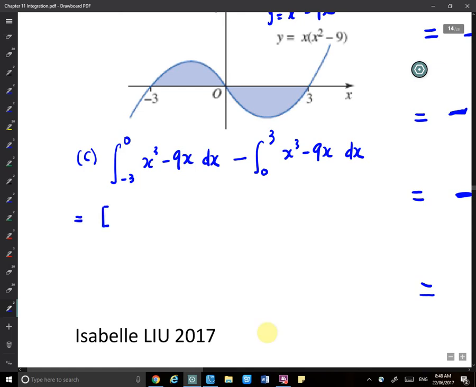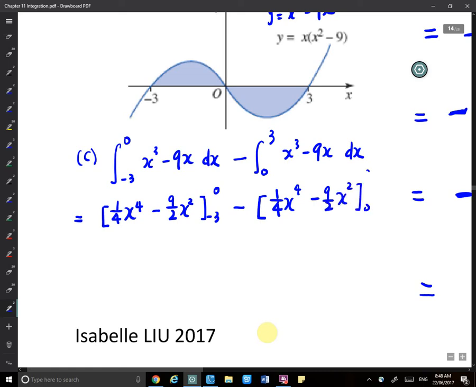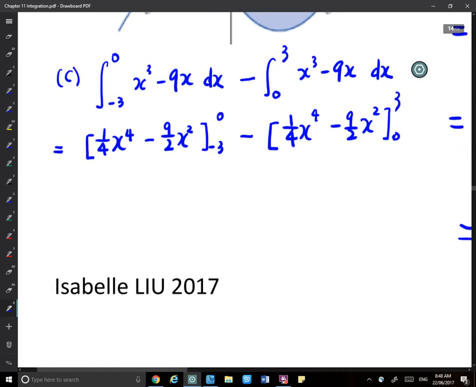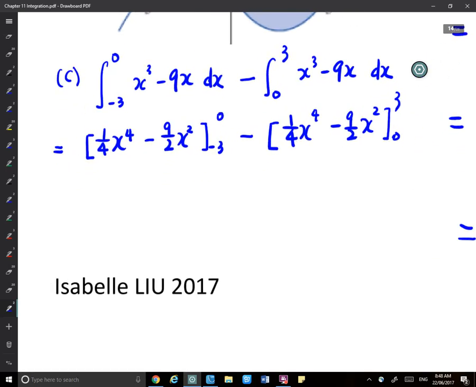So what I will have is a quarter x to the power 4 minus 9 over 2x squared, negative 3 to 0, minus, okay, the integral will stay the same. The integral is the same as before, but you put 0 to 3 here. Okay, that's 2 integral, okay? That's 4, you can expand to 4 expressions. Sub 0, sub negative 3, sub 3, sub 0.